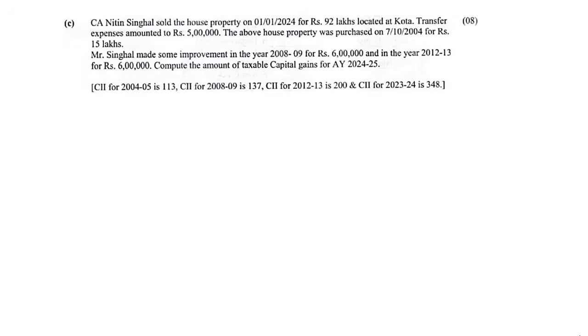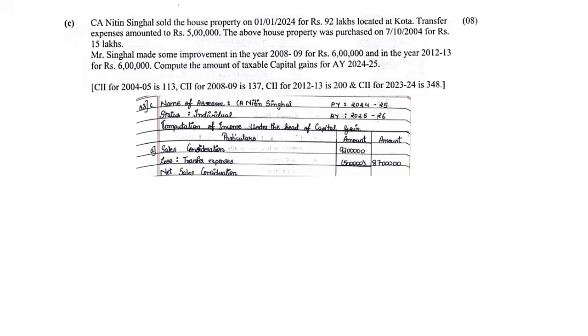So the rule is very simple. The format is, first you have to always note down sale less all the transfer charges, less indexed cost of acquisition, less indexed cost of improvement. You minus everything, you will get your long-term capital gain. So very first thing will come sales less transfer charges. So sales was 92 lakhs and transfer charges was 5 lakhs. So 92 minus 5 lakhs comes to 87 lakhs as your net sale consideration.